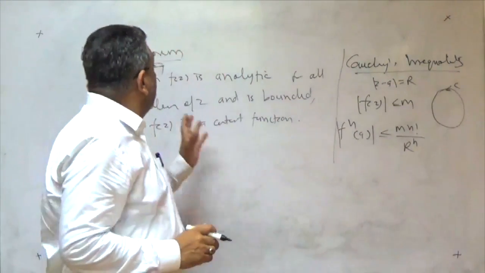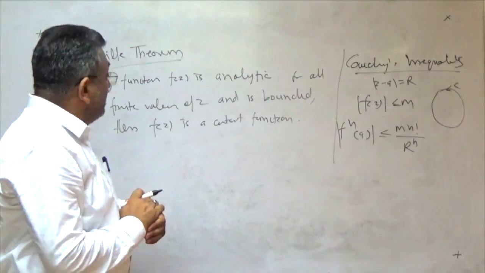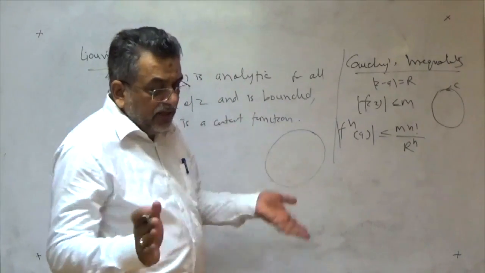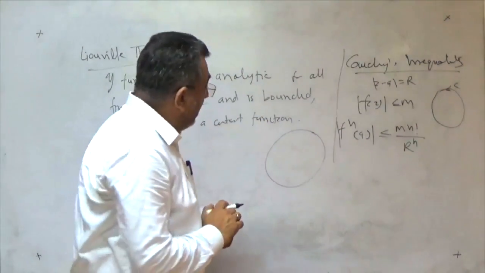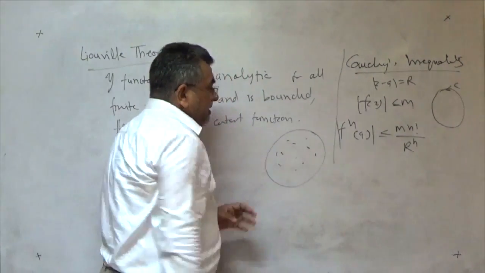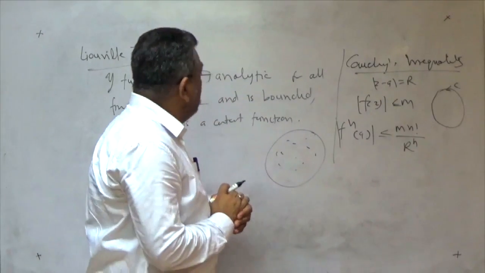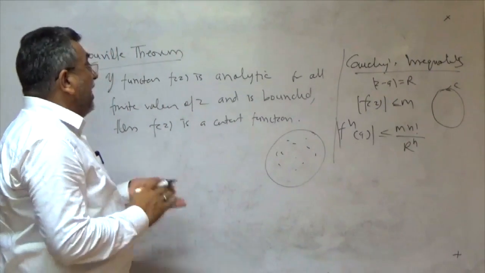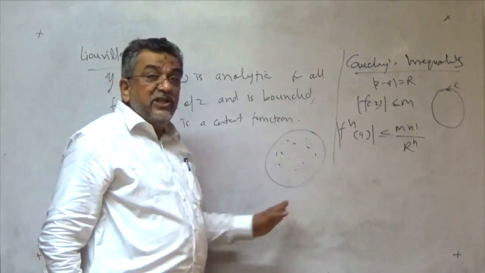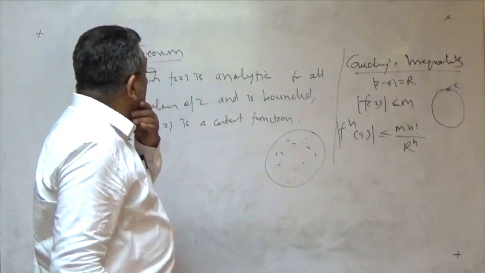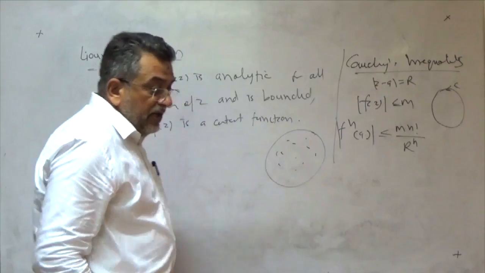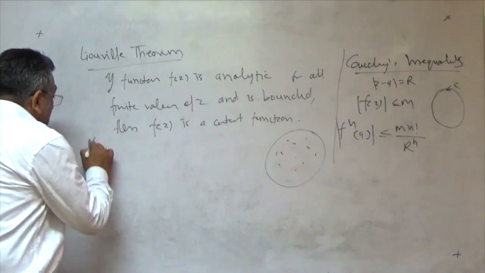If any function is analytic for all values of z, we can prove this. We take a large circle of radius R, and a number of values of z lie in this. So we have to prove, given that f(z) is analytic in this region, number one, and f(z) is bounded, number two, then the function is constant. So first we take the proof of this theorem.